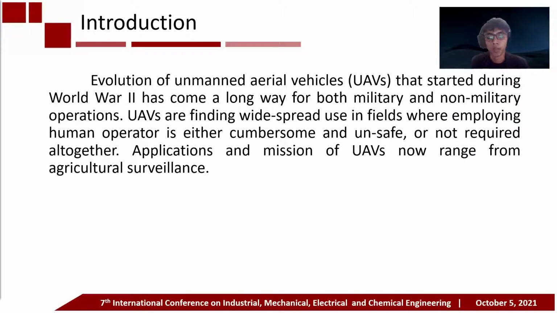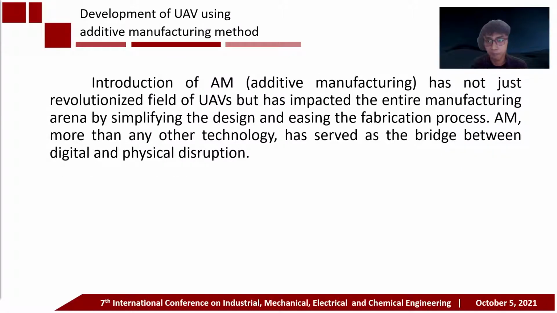The evolution of unmanned aerial vehicles, or UAVs, which started during World War II, has come a long way for both military and non-military operations. UAVs are finding widespread use in fields where employing a human operator is either cumbersome and unsafe or not required altogether. Applications and missions of UAVs now range from agricultural surveillance. There are many industries where drones can be found, from delivery drones to search and rescue, one which can be used for laser mapping, to military drones. There are many ways to improve UAV performance, which I will explain.